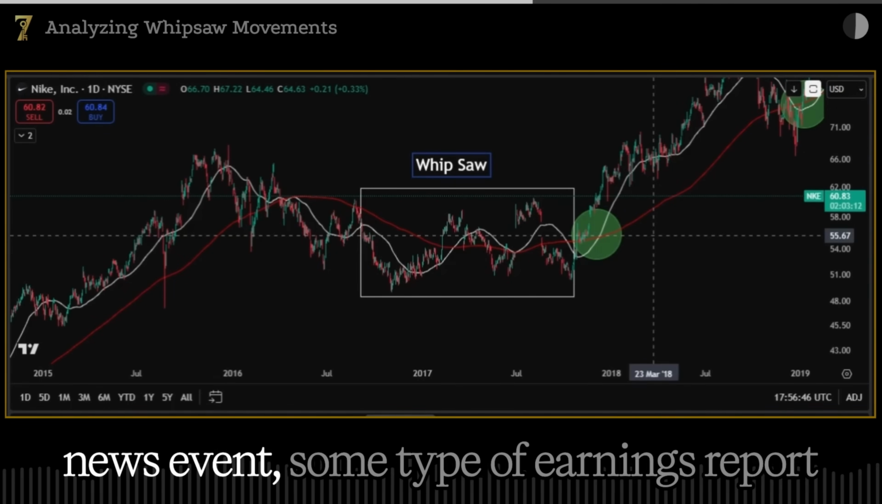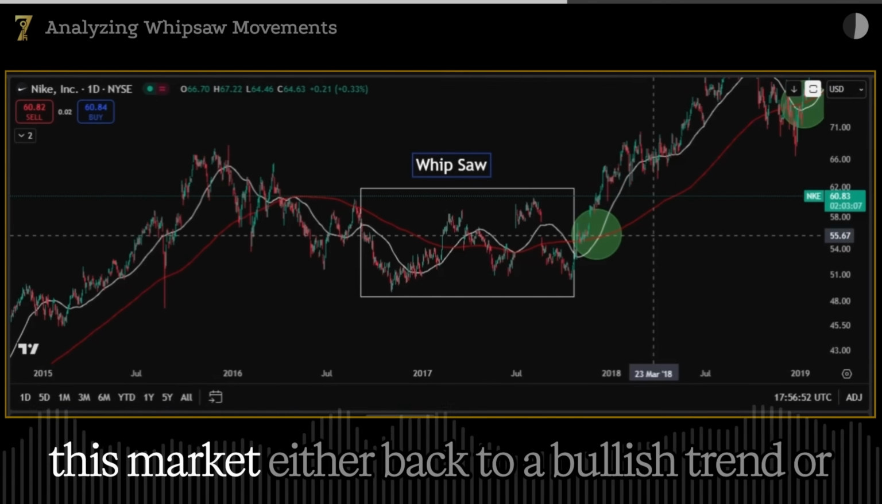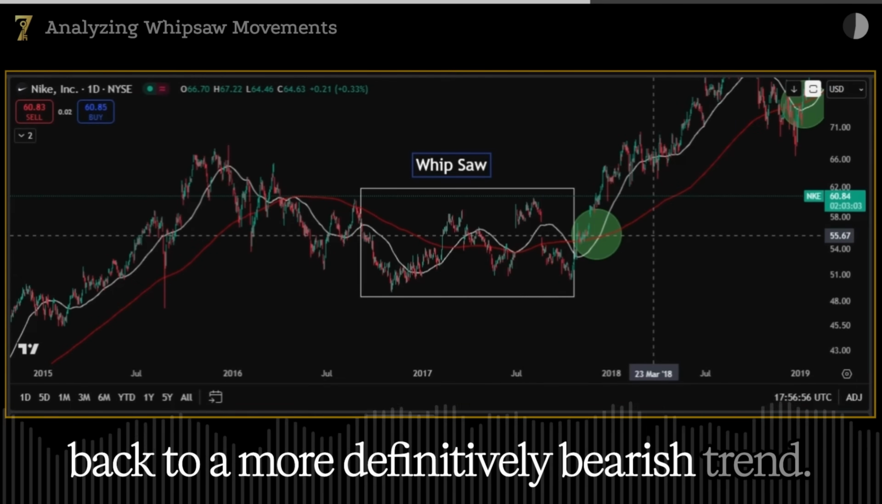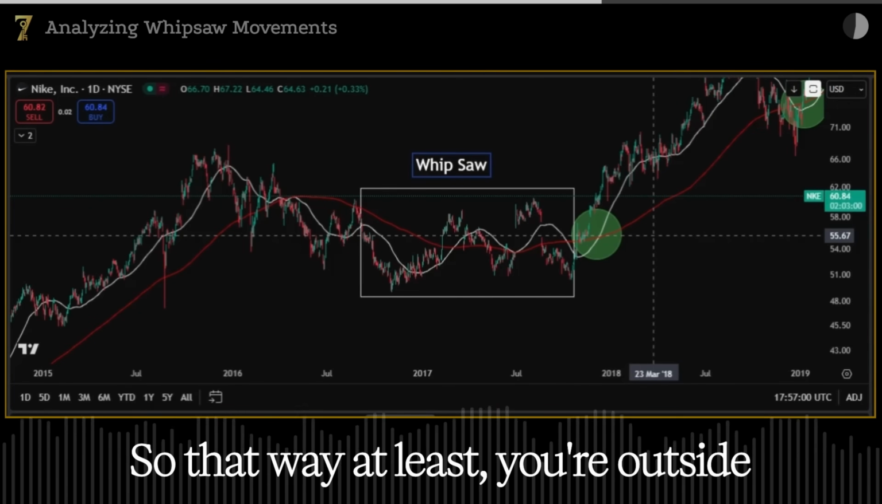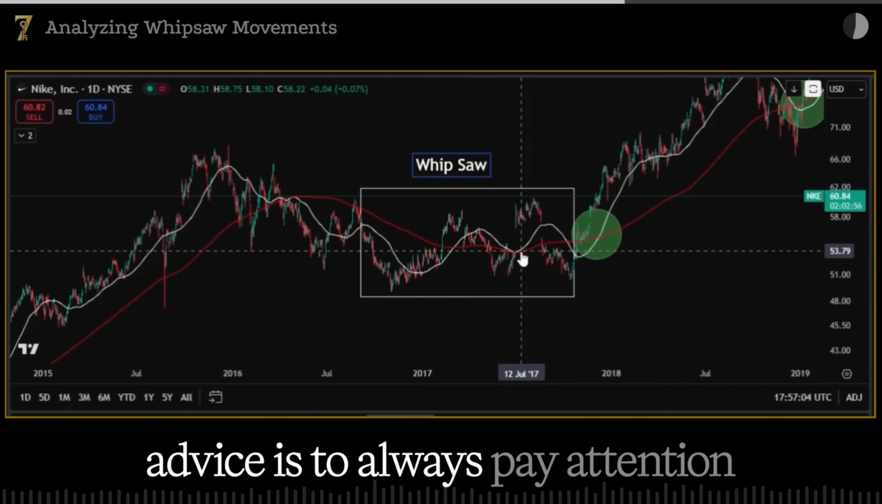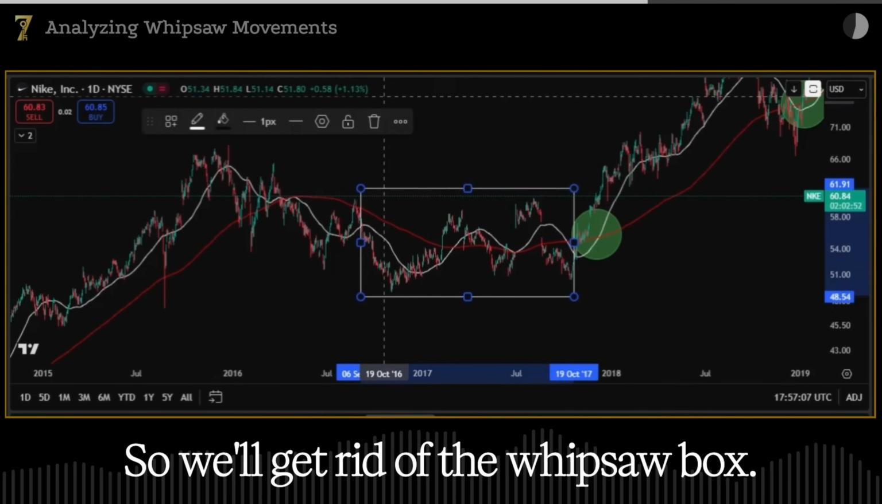either a news event, some type of earnings report, or whatever macro element that could get this market either back to a bullish trend or back to a more definitively bearish trend. So that way, at least you're outside of this whipsaw zone. But my best advice is to always pay attention to the slope of the moving average. So we'll get rid of the whipsaw box.